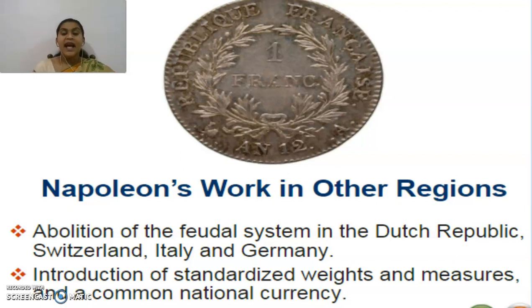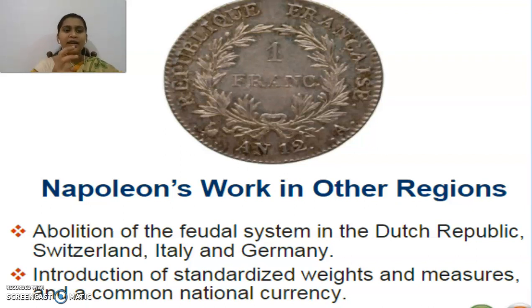And then the introduction of standardized weights and measures and a common national currency. This was very important at that time because of trading activities. Just take India as an example, children. Within India, if we are moving from one state to another, just imagine Tamil Nadu has a different currency, Karnataka has a different currency, Andhra has a different currency, Telangana has a different one. Everywhere you have to change currencies and pay taxes. That is very difficult. That is the reason he introduced standardized weights and measures and a common national currency. Coming to standardized weights and measures, now it is common.